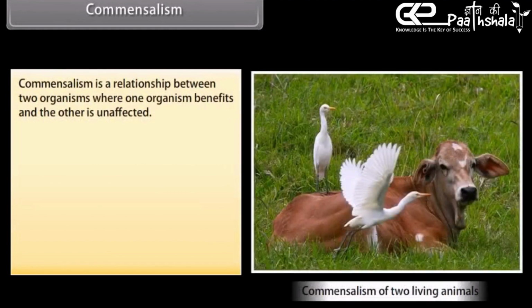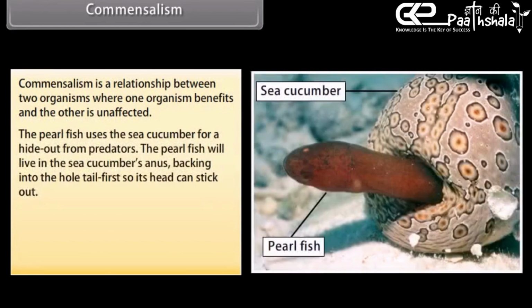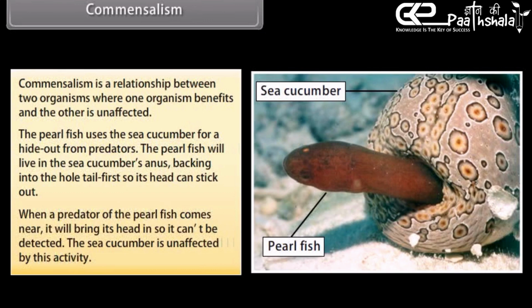Commensalism. Commensalism is a relationship between two organisms where one organism benefits and the other is unaffected. For example, the pearlfish uses the sea cucumber as a hideout from predators. The pearlfish will live in the sea cucumber's anus, backing into the hole tail first so its head can stick out. When a predator of the pearlfish comes near, it will bring its head in so it can't be detected. The sea cucumber is unaffected by this activity.